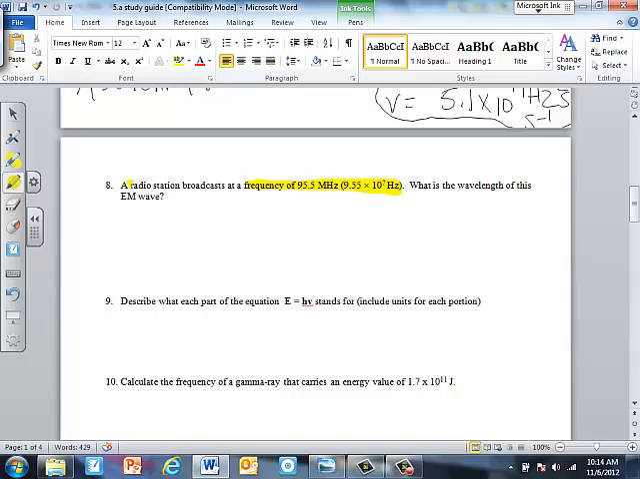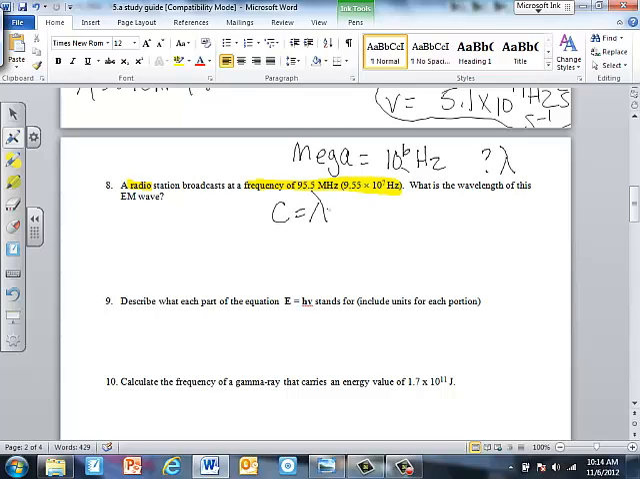When radios broadcast, they broadcast in megahertz. Mega is not something I made you memorize. Mega is actually 1 million. So there'd be 1 million hertz in 1 megahertz. But I did the conversion. But we want to know, the unknown is the wavelength.